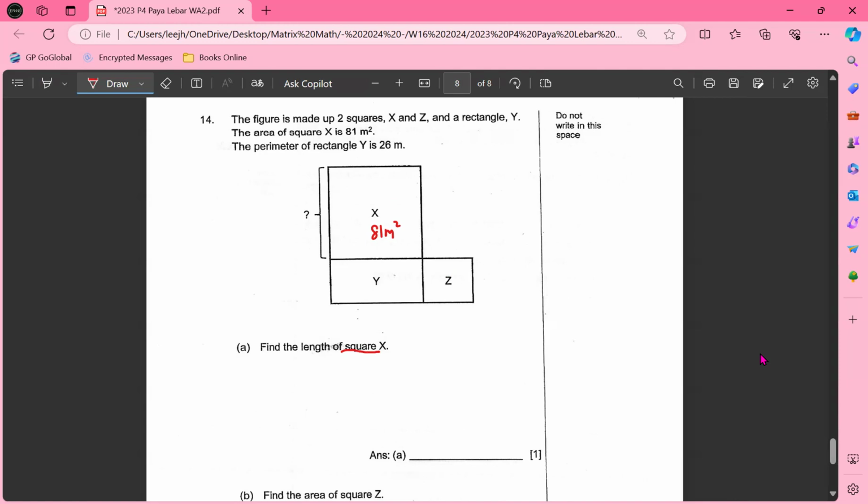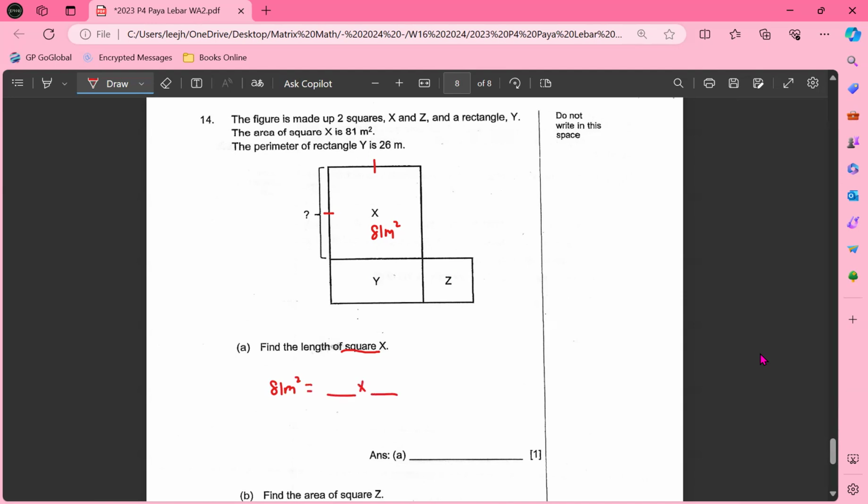You are given the area of square X. To find the area of a square, it's the length times breadth, or length times length. If this is a square, that means this one and this one will be equal in measurement. So these two numbers must be the same to multiply to get an area of 81 square meter. So you write down 81 square meter is equal to how many meter times how many meter?